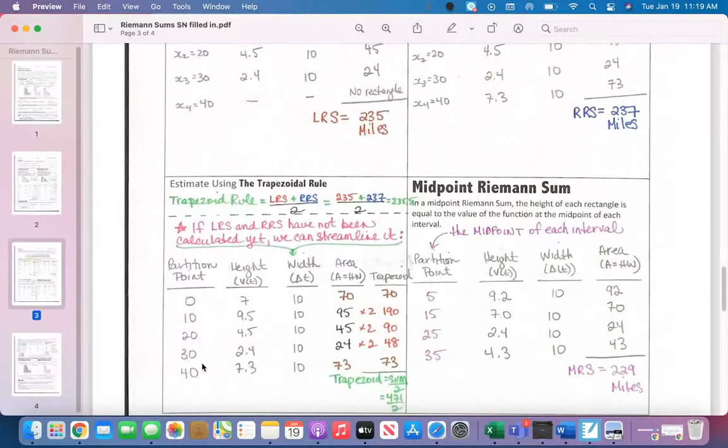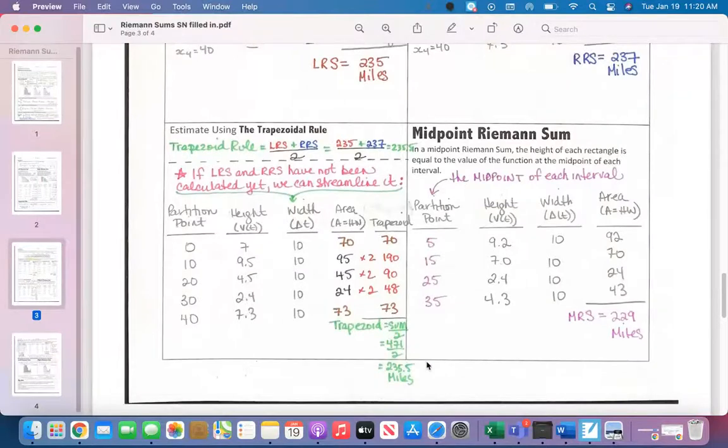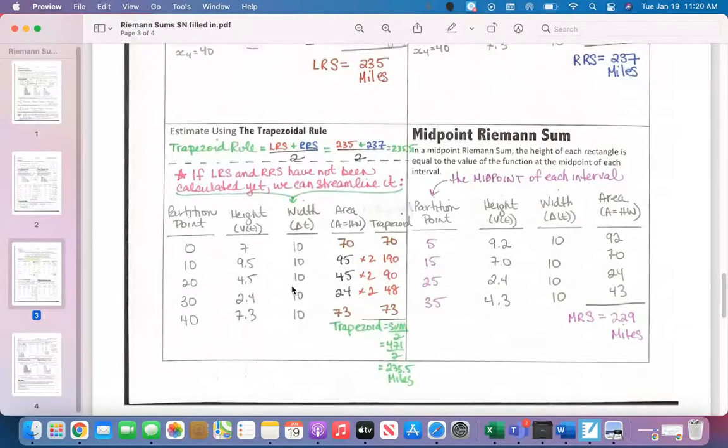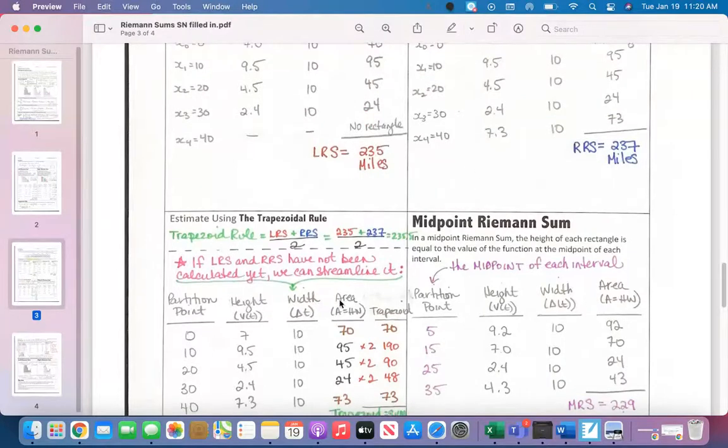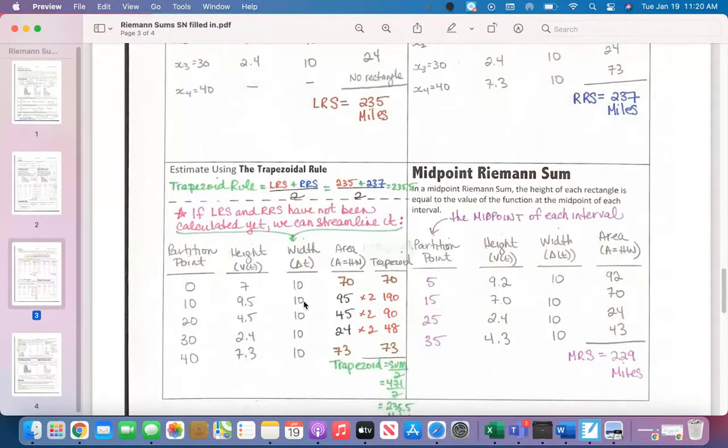And then for all the ones in the middle, because my width is equal, I'm just going to times them by 2, because these ones are all located in both the left and the right Riemann sum. So I've got my 70 from my left, my 73 from my right, and then my 95 times 2, my 45 times 2, and my 24 times 2, because they all show up twice. And again, I get that same value that I got if I had done the whole left Riemann sum and the whole right Riemann sum, added them together and divided by 2. So I could do this either way. This is just a quicker way to do it if we haven't already done the left and right, but wanted to use the trapezoid rule to get a better approximation.